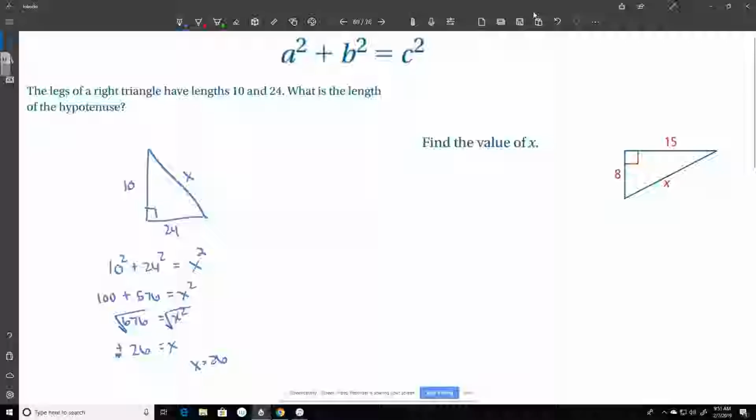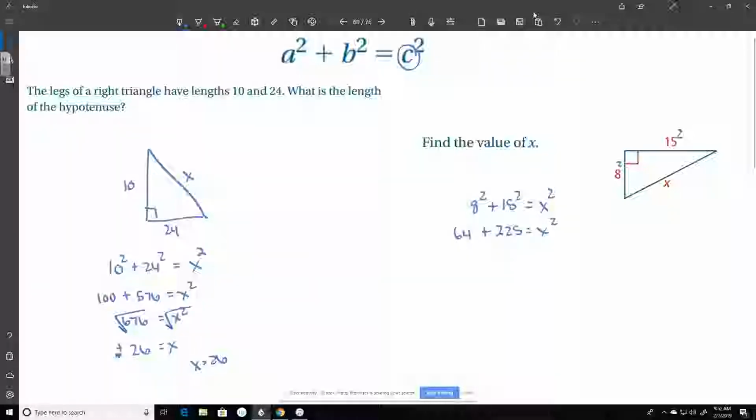Okay, so let's try one more. Find the value of x. I've got two sides and I'm looking for the hypotenuse. I'm looking for c. So 8 squared, if I square this side, plus 15 squared is going to equal my hypotenuse, x squared, the side that's across from the 90. So 8 squared is 64. 15 squared is what? 15 times 10 is 150 plus another 75, so we're going to get 225. Yeah, 225. So 225 equals x squared.